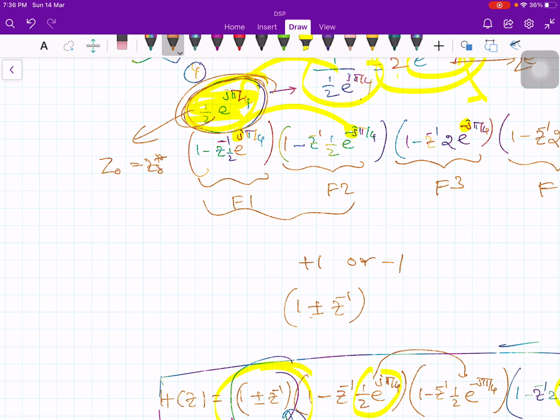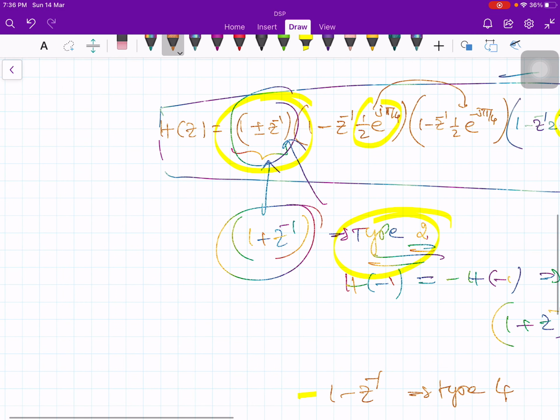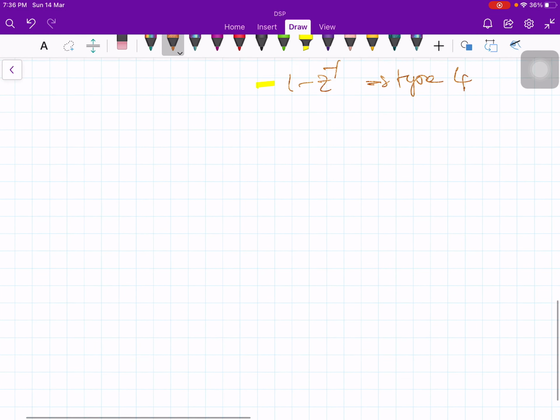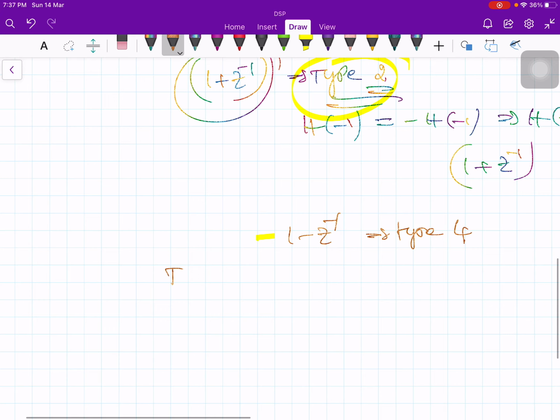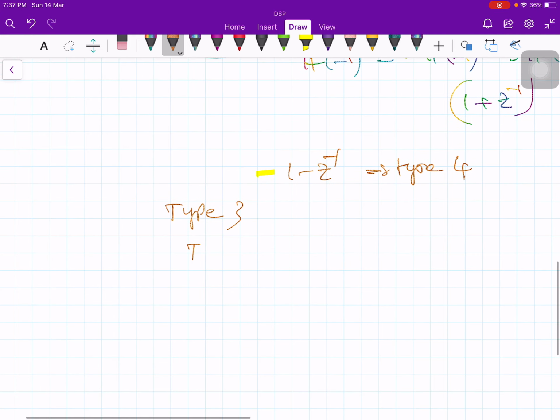Okay, so that's it. Similarly you can design a type 3 filter and so on. Now let me summarize what we have discussed till now. We started with the linear phase FIR filter, and linear phase is very important. This linear phase can be achieved only by using FIR filters, not with IIR or any analog filters.